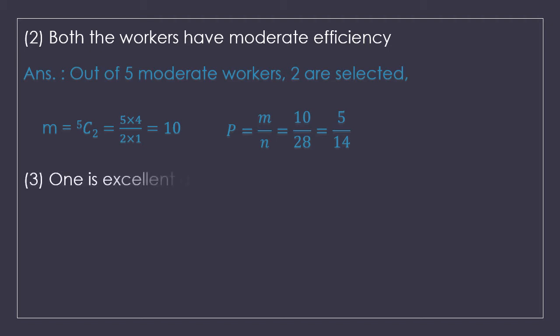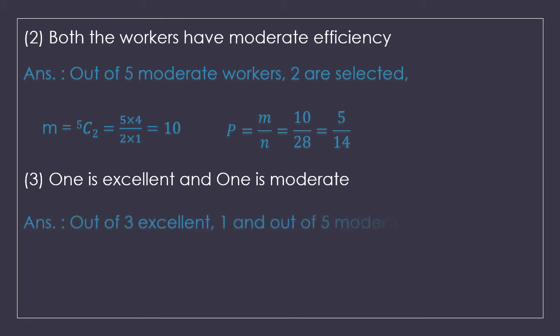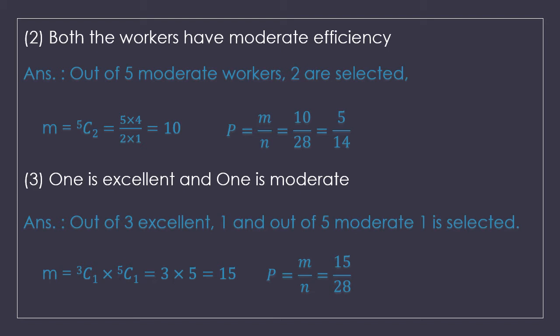Third sub question, one is excellent and one is moderate. That means out of the 3 excellent workers, 1 is to be selected, and out of 5 moderate workers, again 1 is to be selected. So the combination here will be 1 out of 3 and 1 out of 5, that is 3C1 into 5C1, that is 3 into 5, 15. And the probability is 15 upon 28, and there is no further simplification for this. So that was the end of the question.